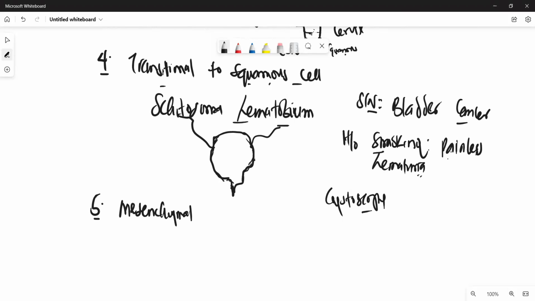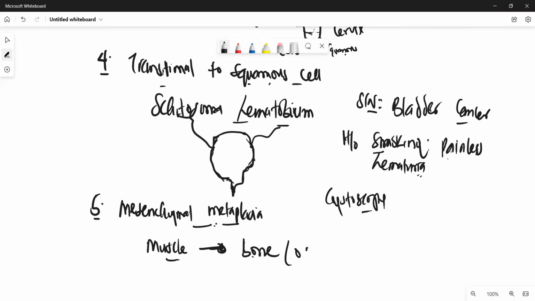Metaplasia. A classic example of this is if somebody has a trauma to their muscle, and now the muscle ossifies, right? So calcium deposits in the muscle and it becomes bone. So muscle becomes bone, right?